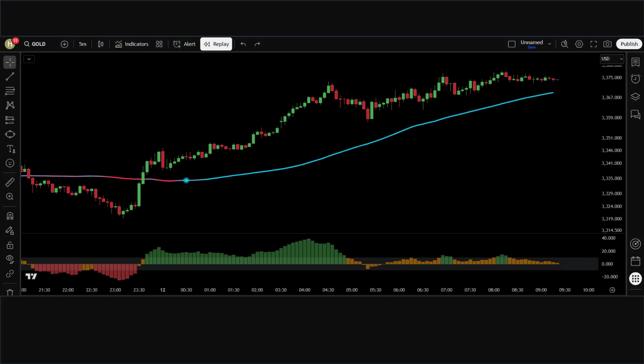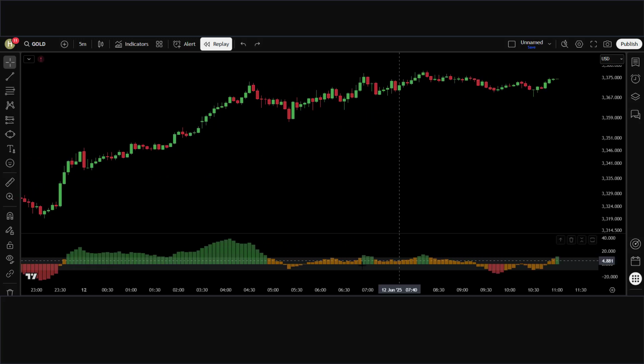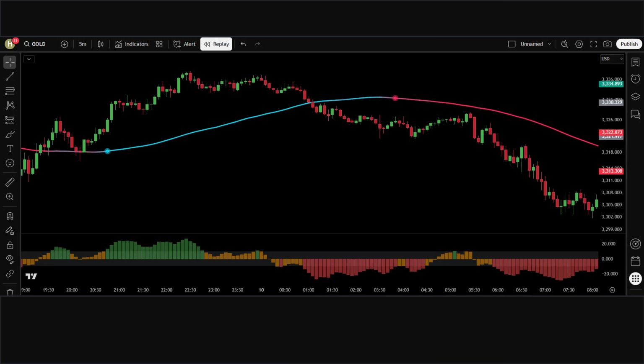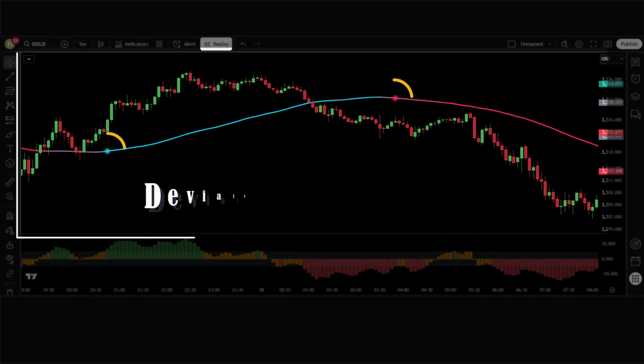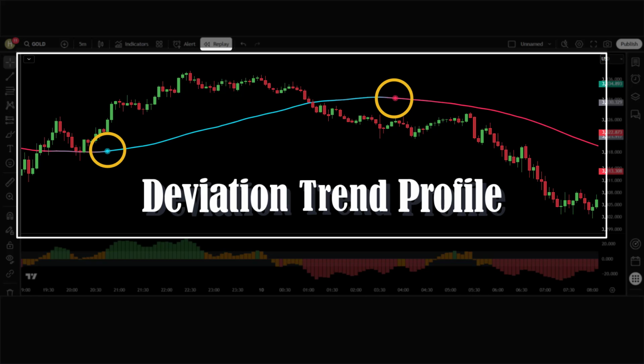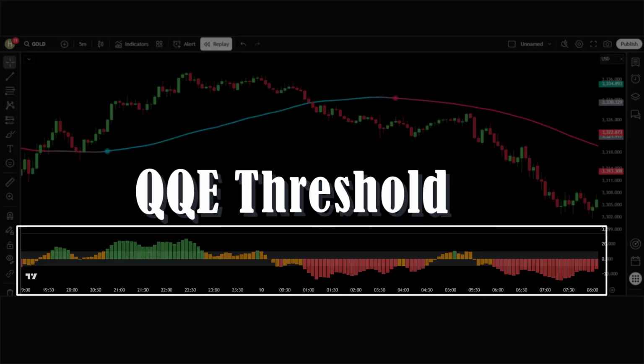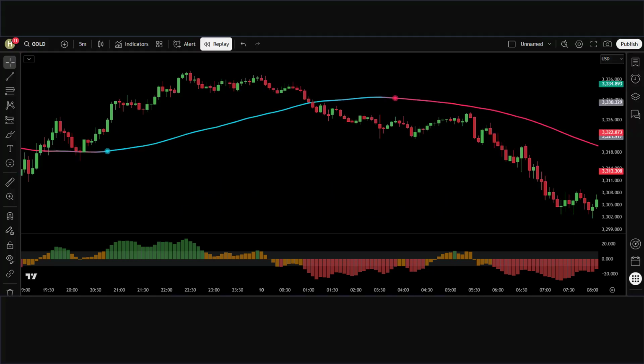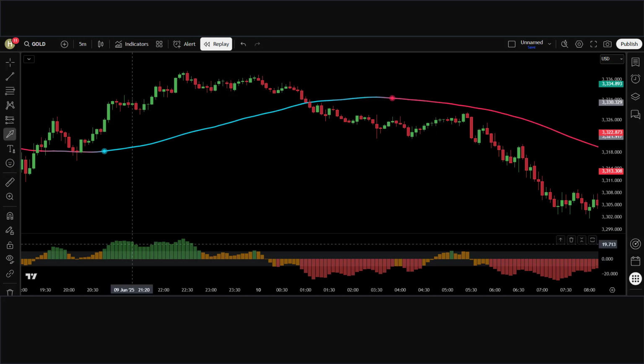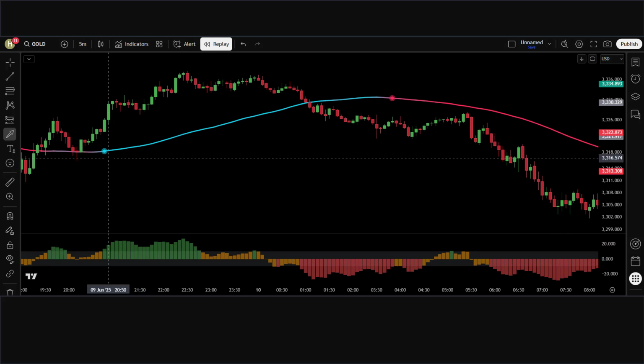Let's jump into the chart and see how it works in live action. The buy-sell signal indicator that we see in the chart is called Deviation Trend Profile. And the bottom indicator that we can see in the chart is called QQE threshold. Now let's understand the concept where we will take buy and sell trades based on their conditions.